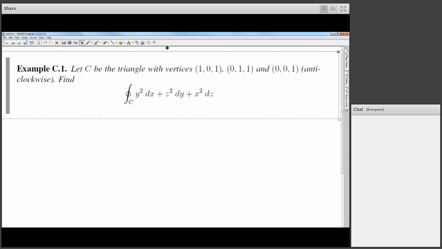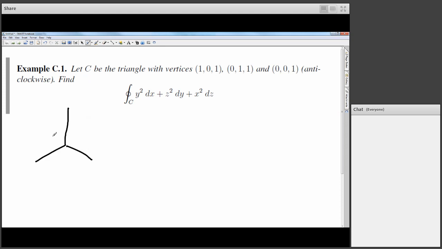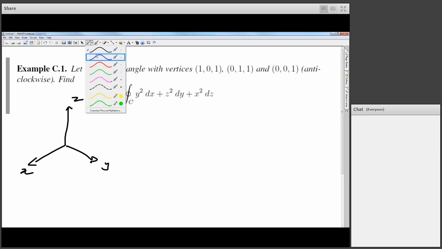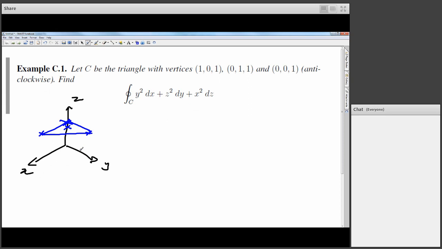So let's just try to draw what we've got here. In 3D, we have a triangle. We've got our standard axes X, Y, Z, and it's a right-handed set. And we've got points at (1, 0, 0), (0, 1, 0) and (0, 0, 1). So we've got three points sitting in 3D space, which form a triangle.